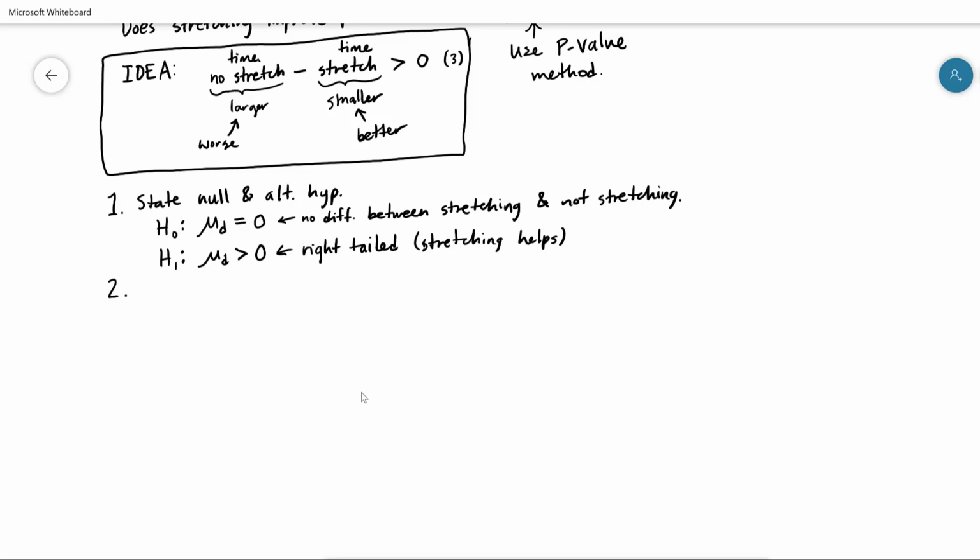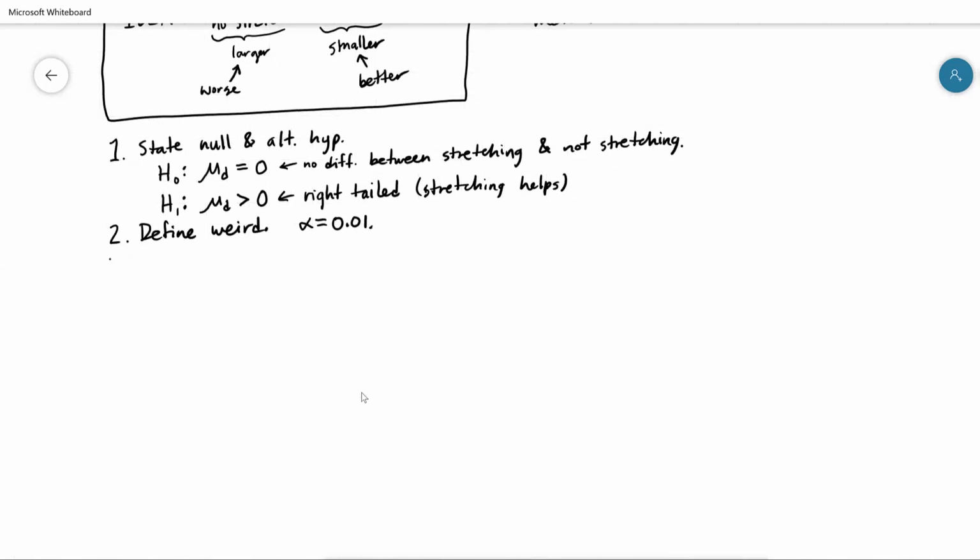So for step 2, where we define what we're going to consider weird, that's all we need. I just need the significance level. For doing the p-value method, all I need is alpha, and alpha is 0.01. We're going to consider something weird if it happens less than 1% of the time.